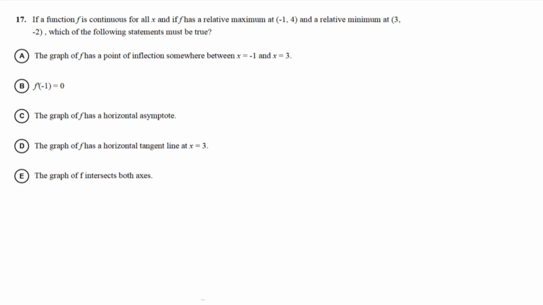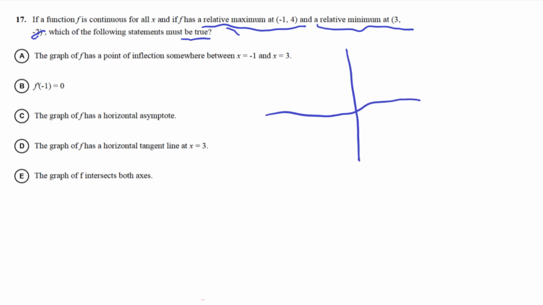This question asks, if a function f is continuous for all x, and if f has a relative max at (-1, 4) and a relative min at (3, -2), which of the following must be true? We could graph the function to get an idea of what it looks like.